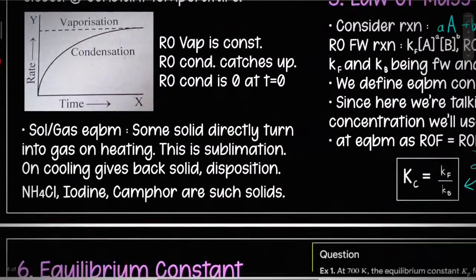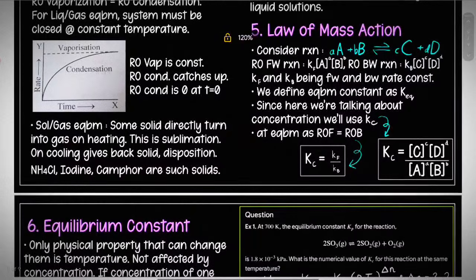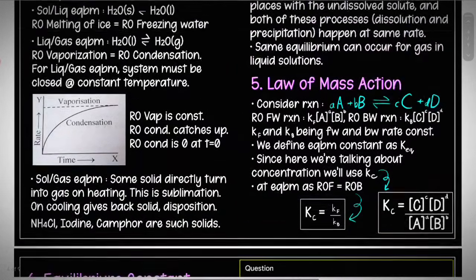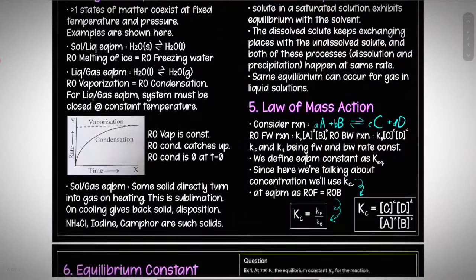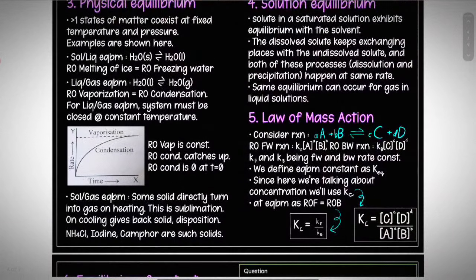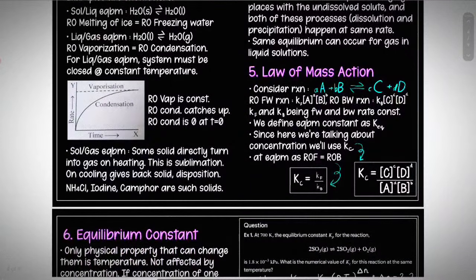Solid-gas equilibrium: some solids directly turn into gas on heating, for example camphor. This is sublimation, where they completely skip the liquid state, and when you cool that gas, it gives back the solid, which process is called deposition. Liquids are turned into their solid form when they are cooled.